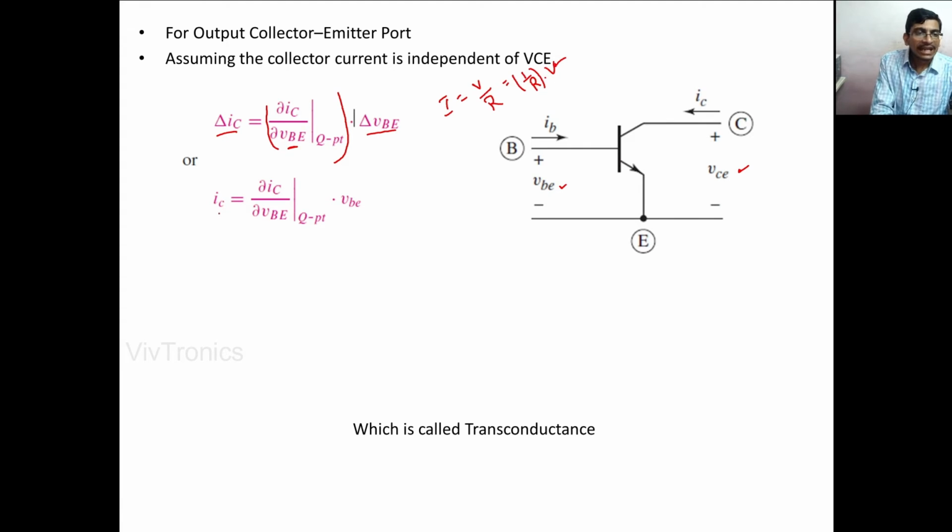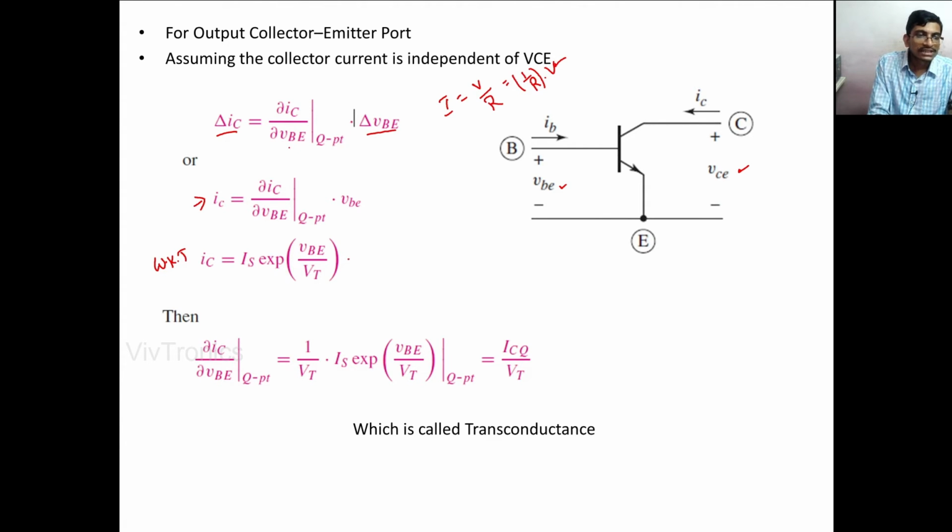This IC can also be written in terms of the time varying component. IC is equal to dou IC by dou VBE at Q point into the VBE, where VBE is the AC, that is, the time varying base to emitter voltage. Okay, we know that the IC current is equal to Is into exponential of VBE by VT. This is the expression we have seen in the last class. IC is equal to Is into exponential of VBE by VT.